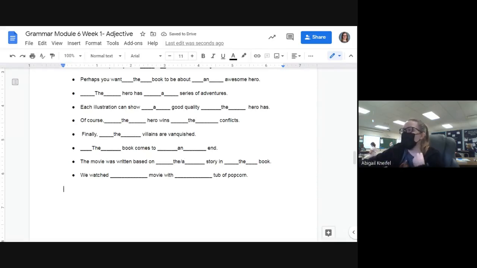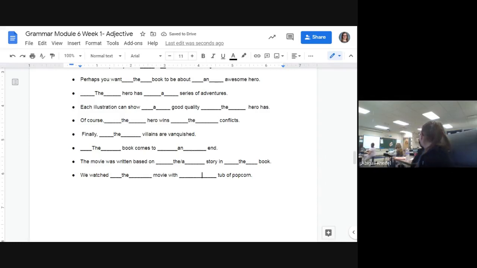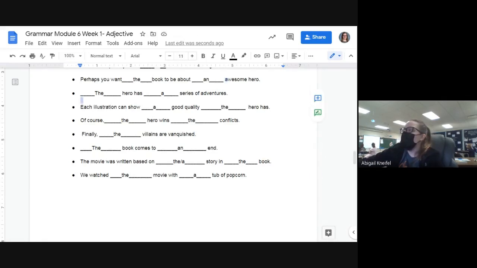We watched blank movie with blank tub of popcorn. What comes before movie, Evan? Oh wait, no, my bad. The, we're talking about this specific movie with blank tub of popcorn. Rochelle? A tub of popcorn. So really, this one, you are just reading and seeing which one fits better, a or the, and if it has a vowel sound like awesome or and, you have to make it a-n instead of a.